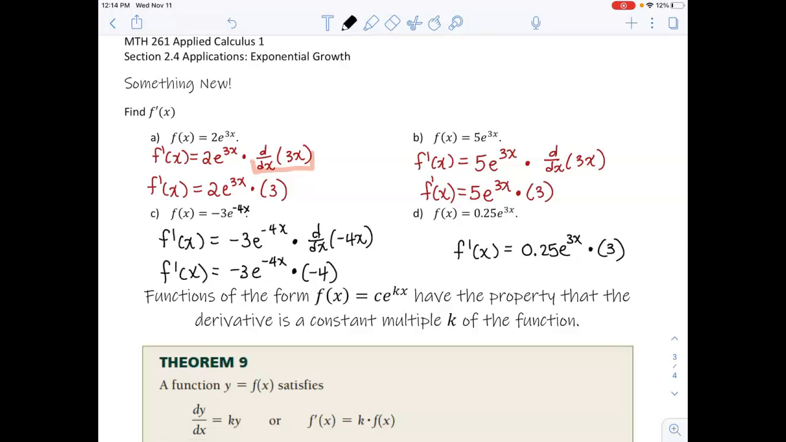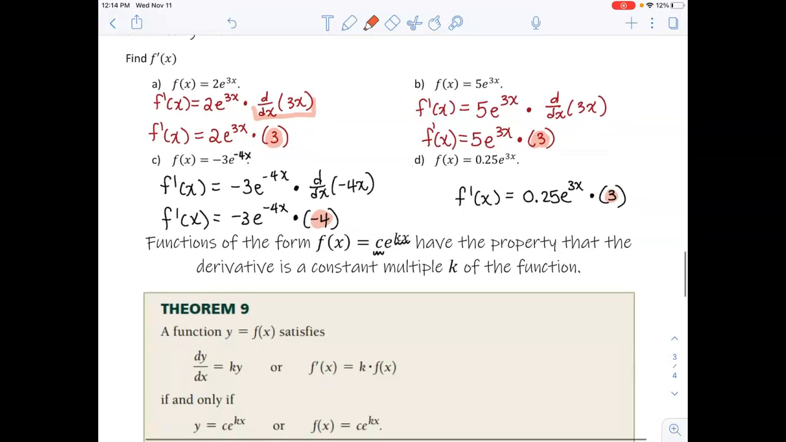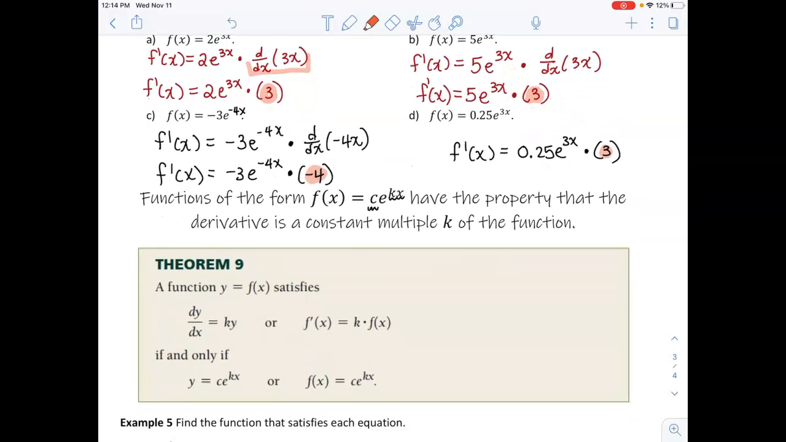3. So functions of the form f of x equals a constant c, any constant c, times e raised to the kx power have the property that the derivative is always going to be that function times that constant multiple k of the function. So that's why we were multiplying the function f of x times 3 and 3, and this one was getting multiplied by negative 4, and this one was getting multiplied by 3. So that's one of the theorems. Well, here's a theorem for you.